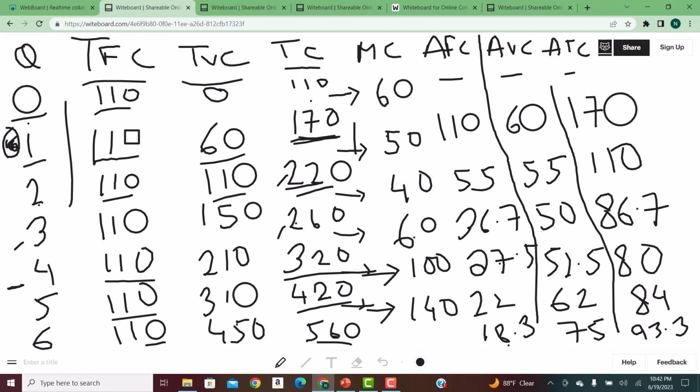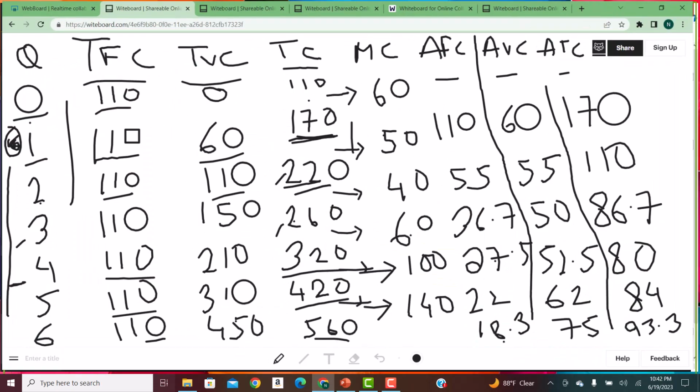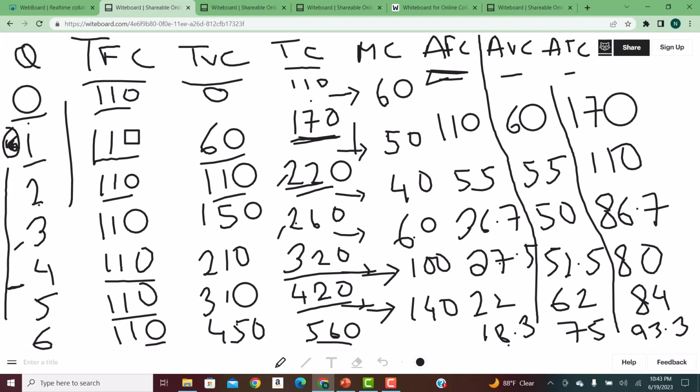So that's how we're going to calculate total fixed cost and total variable cost. We're going to also use this information to calculate marginal cost, average fixed cost, average variable cost, and average total cost. Notice one thing: as we produce more and more units, your average fixed cost is going down. The fixed cost per unit is going down because the fixed cost is not changing. Whereas your average variable cost will go down first and then it shoots up. So at some point, your average variable cost per unit will be going down, and at some point it will start going up.